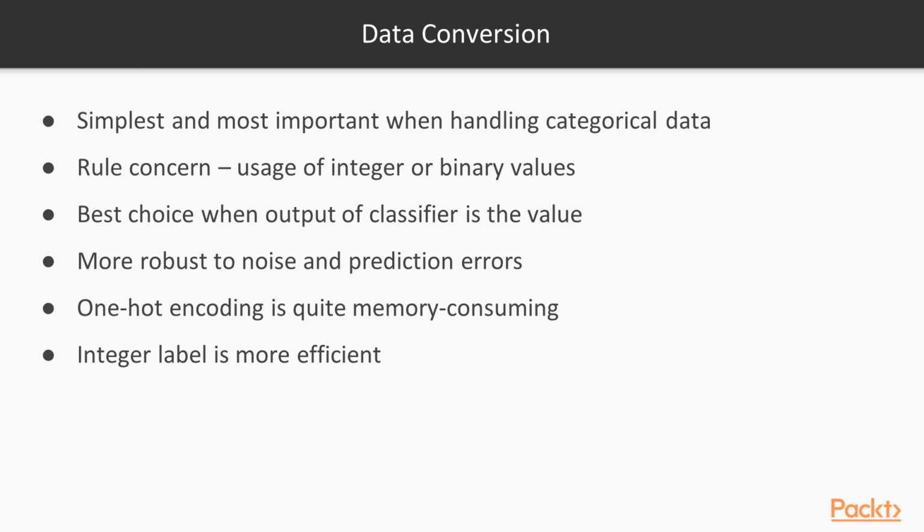Then comes data conversion. This step is probably the simplest and at the same time the most important when handling categorical data. A general rule concerns the usage of integer or binary values. The latter is probably the best choice when the output of the classifier is the value itself, because it's much more robust to noise and prediction errors. On the other hand, one-hot encoding is quite memory-consuming. Therefore, whenever it's necessary to work with probability distributions, like in NLP, an integer label can be much more efficient.